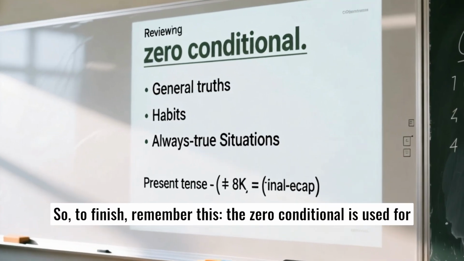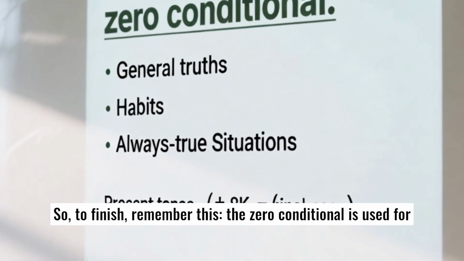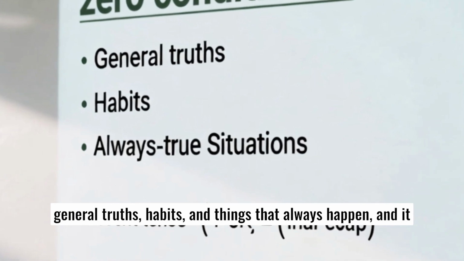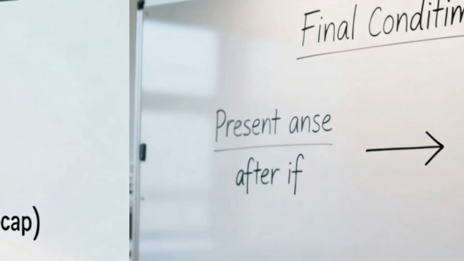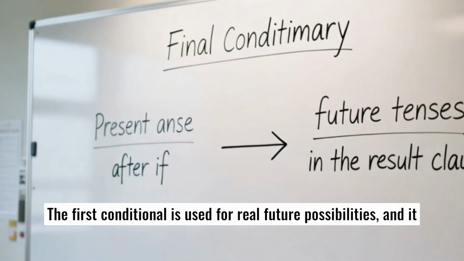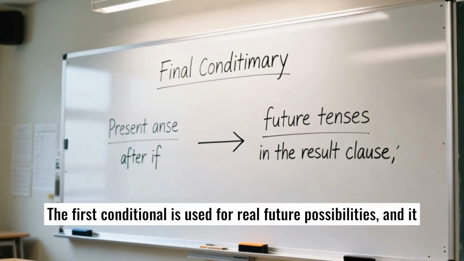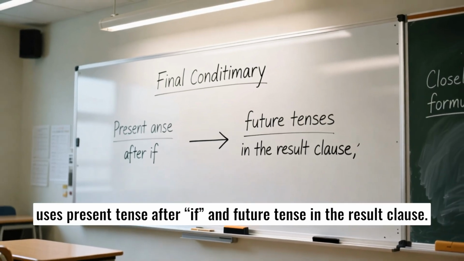So, to finish, remember this. The zero conditional is used for general truths, habits, and things that always happen, and it usually uses present tense in both clauses. The first conditional is used for real future possibilities, and it uses present tense after if and future tense in the result clause.